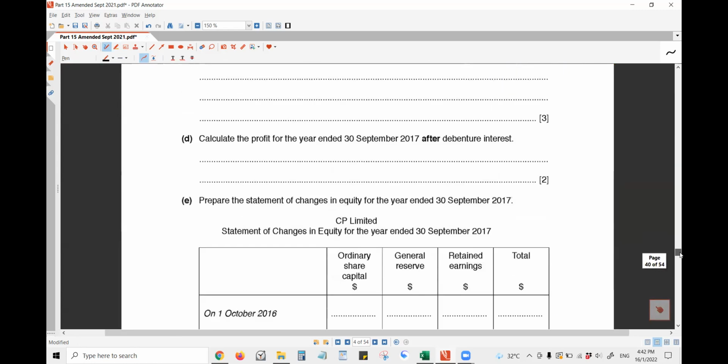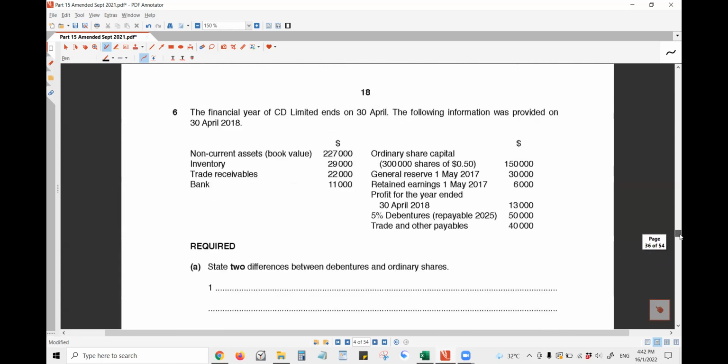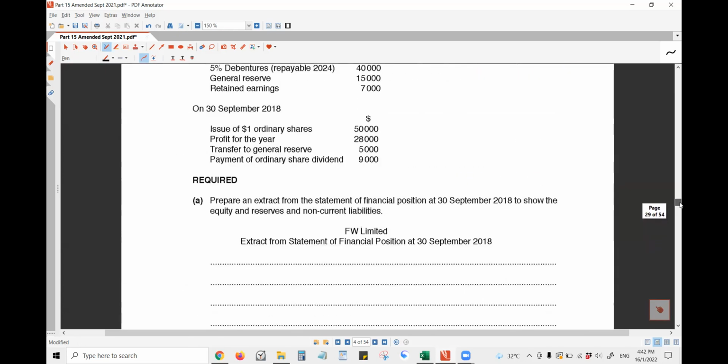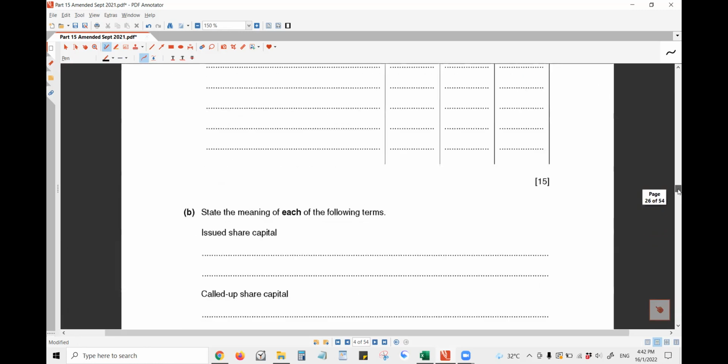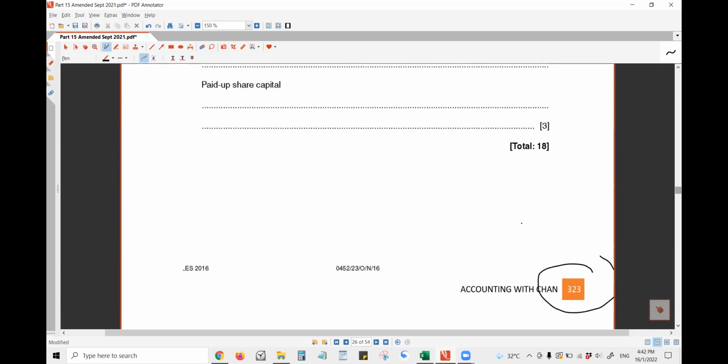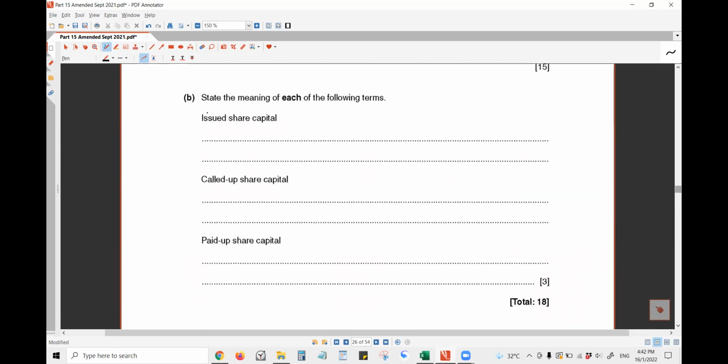I have to scroll higher. Somewhere here. Here, page number 323. Question B. See, this is exactly what I said. They would ask you for the definition. State the meaning of each of the following terms, but it is just 3 terms out of the 4.